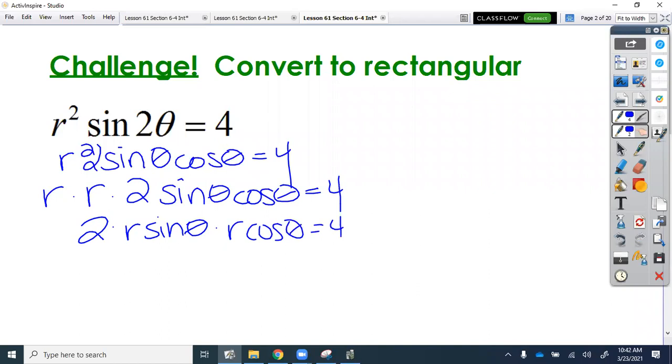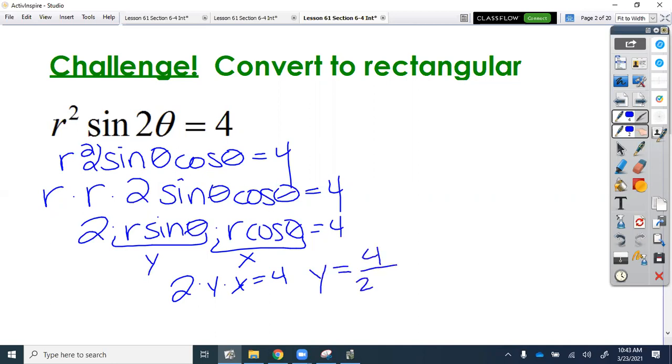Did any of you get here to this one? All right. R sine of theta is just y. R cosine of theta is just x. So we have 2 times y times x equals 4. That looks super funky. We divide by 2x and we get that y is 4 over 2x, which is just 2 over x. I wanted you to see one where here's a formula we didn't actually do, a double angle formula, but pretty nice direct substitution there.